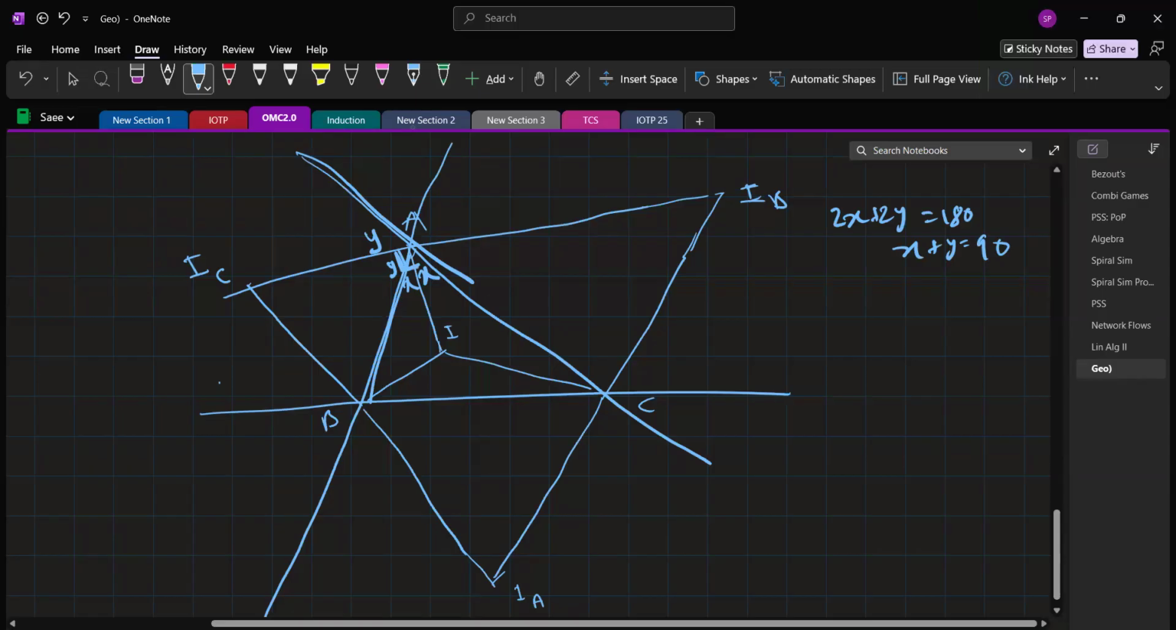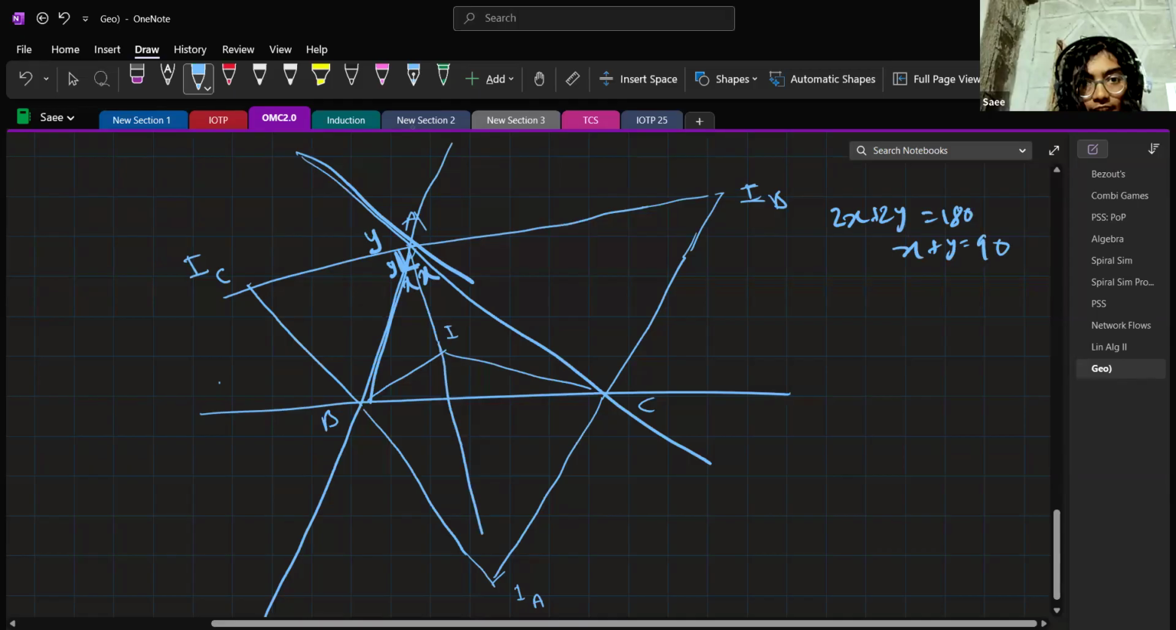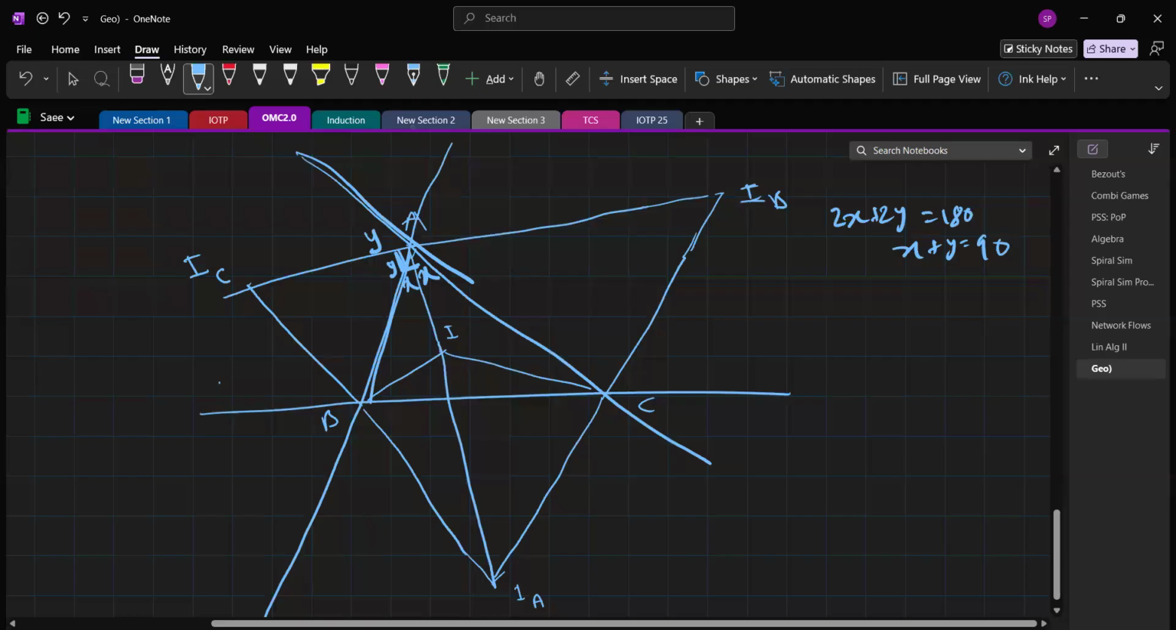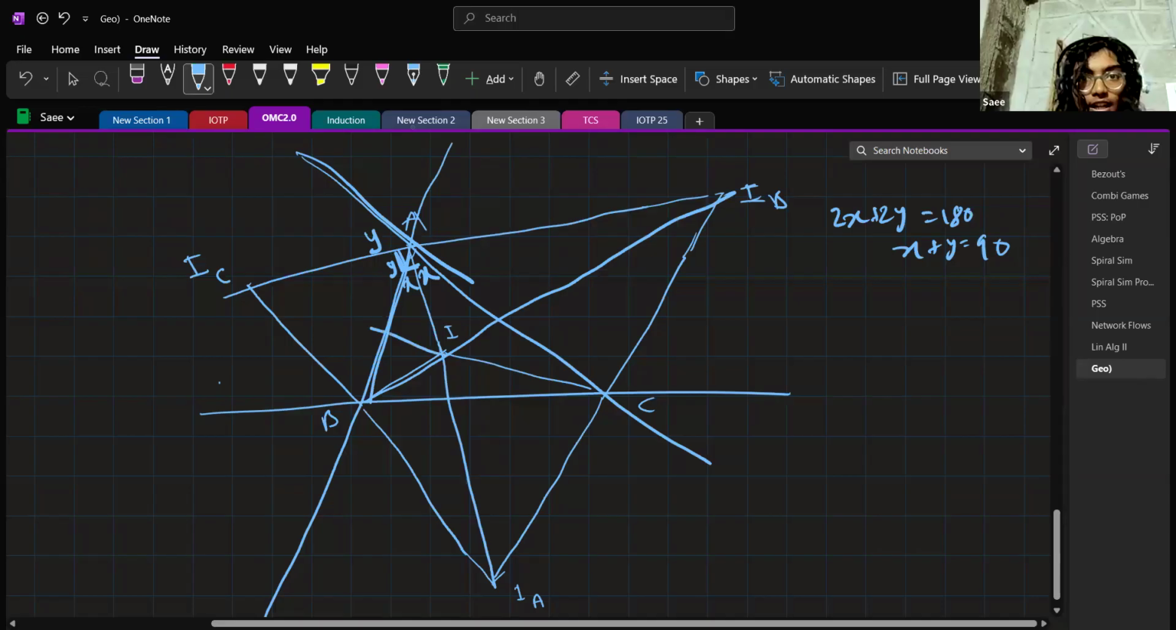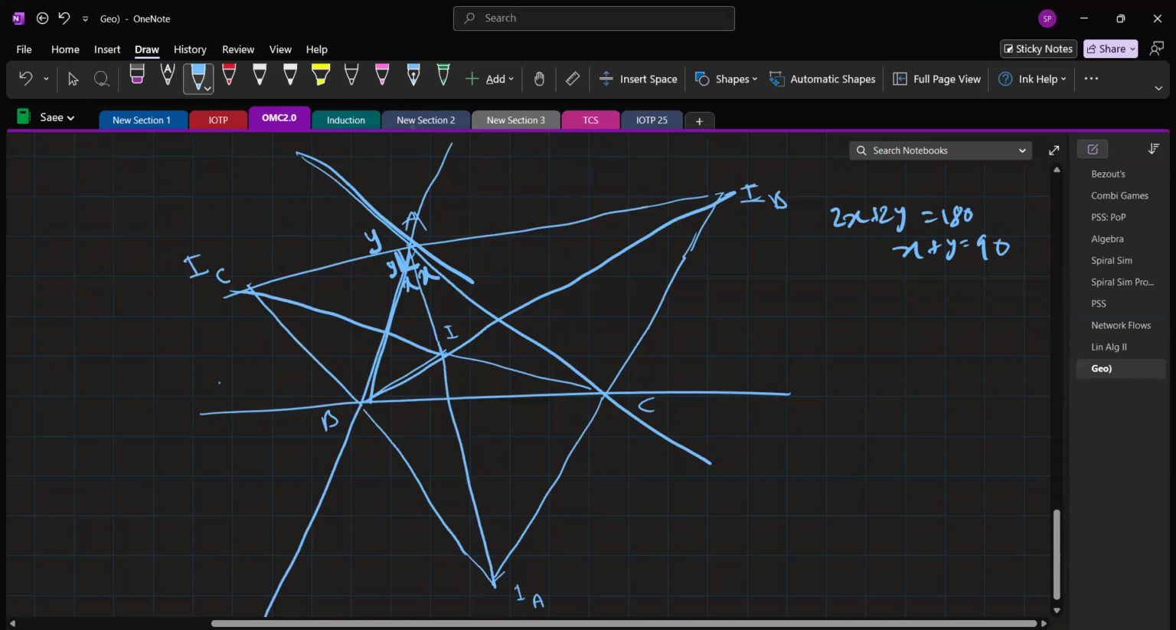We can also notice that A, I, and IA are collinear. Yes, that's true. Similarly, B, I, IB are collinear and C, I, IC are also collinear. And ABC will be the orthic triangle of IAIBIC.